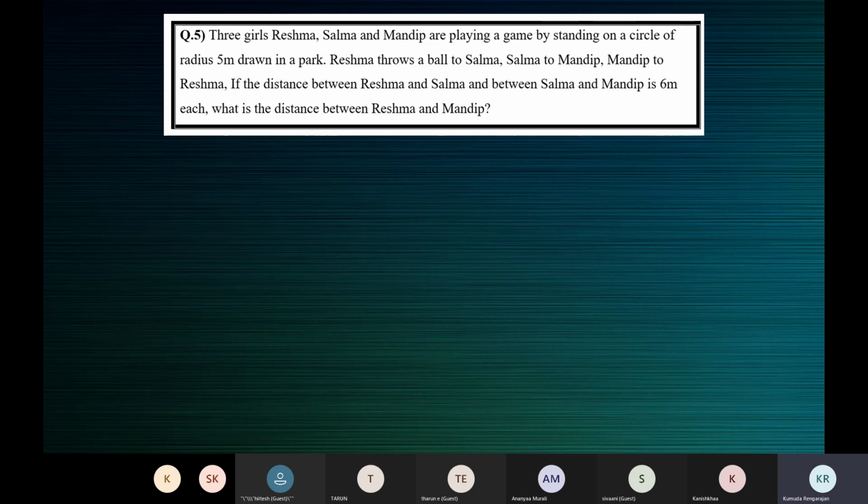Let's revise this answer again. So how do we represent the information diagrammatically? We'll see now.